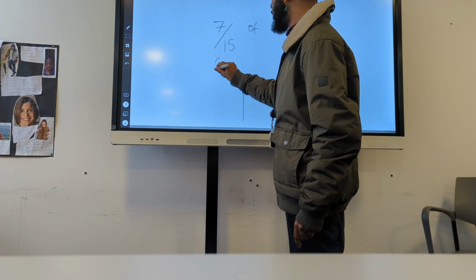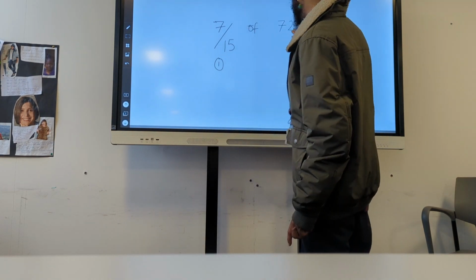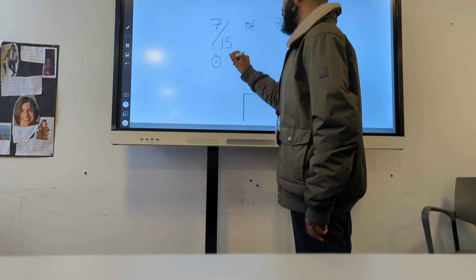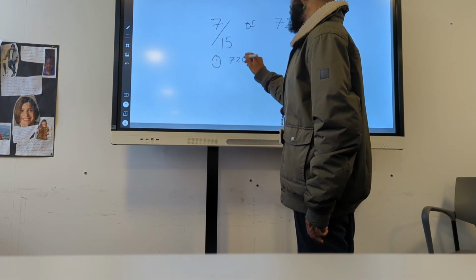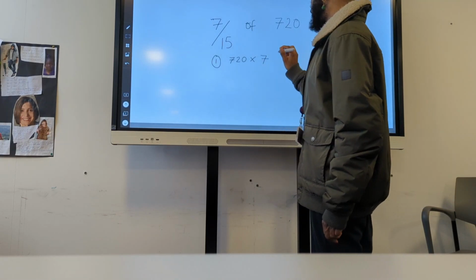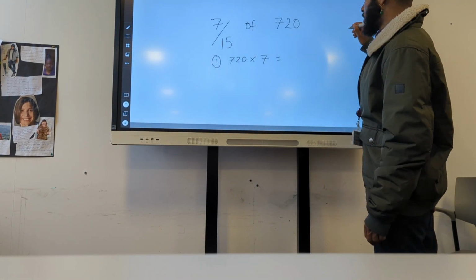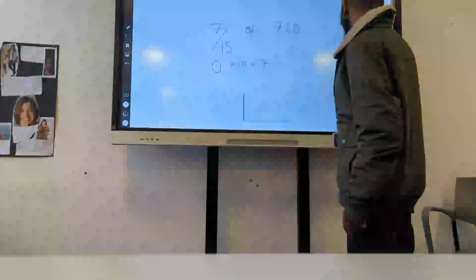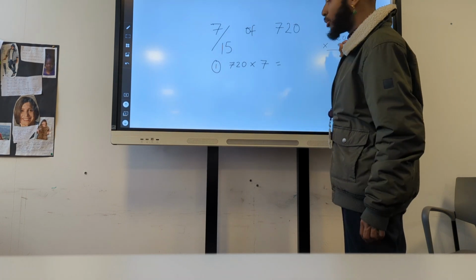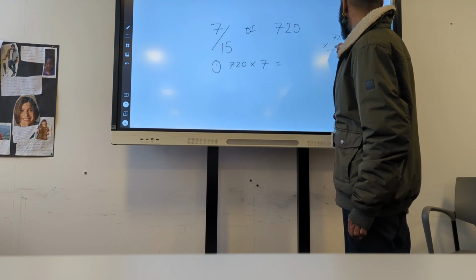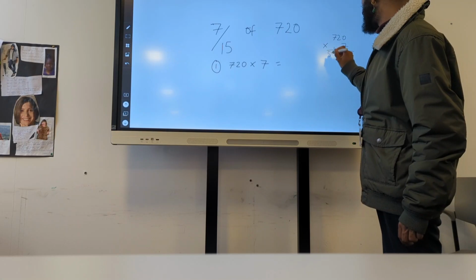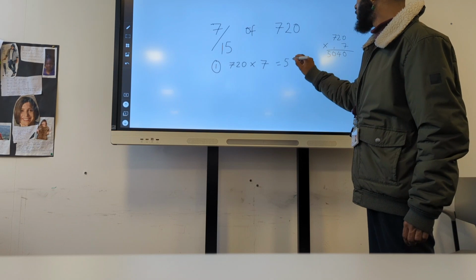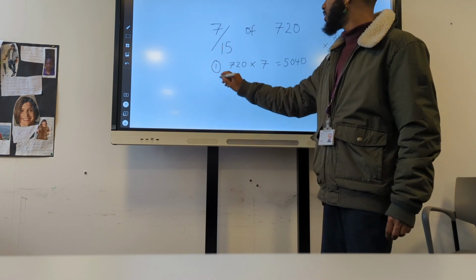First one, what do we do? Yeah, we get the 720, we times it by the numerator, 7. I'll do it over here on the right, hopefully you can see it. 7 times 0 is 0. 7 times 2 is 14, carry the 1. 7 times 7 is 49, plus 1 is 50, so 5,040. There's your answer. Okay, we get that. Put it there.